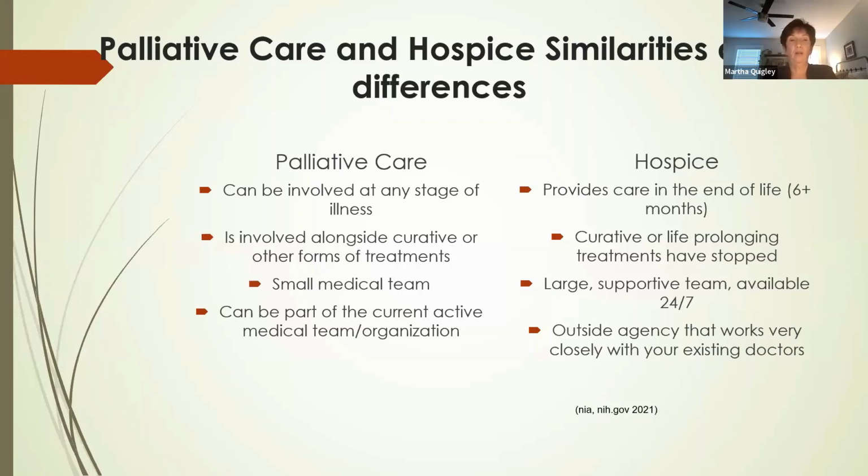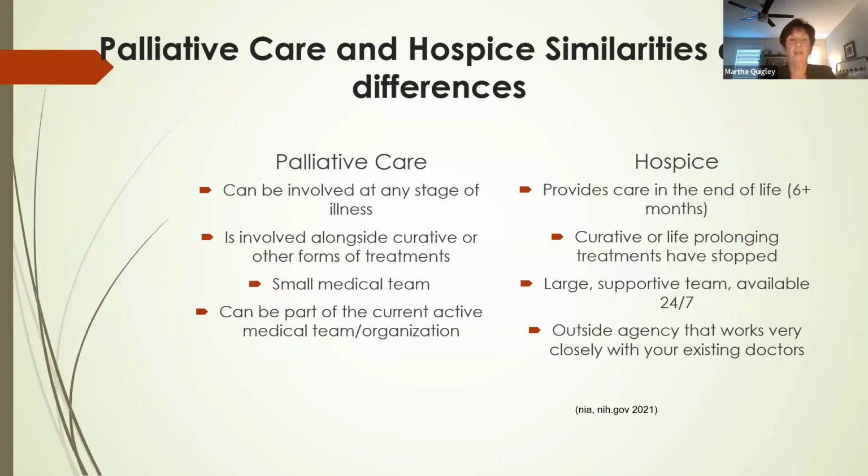Palliative care is generally a small medical team. And the hospice, on the other hand, is a large supportive team. They're available 24/7, and about 95% of hospice care is delivered at home. So the team is available to the patient and family if they have questions, or are reporting symptoms or changes in condition, 24/7, whether it's a phone call or a home visit.